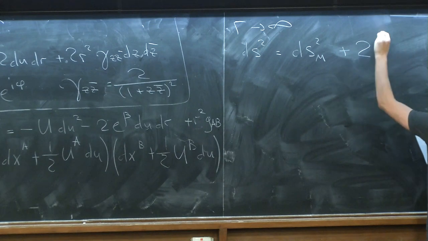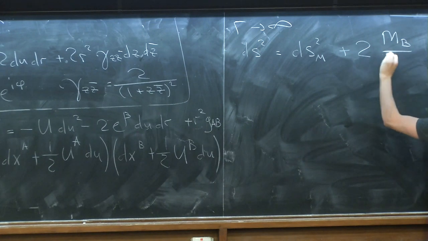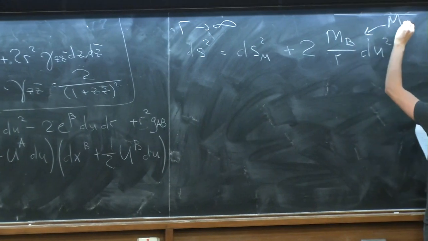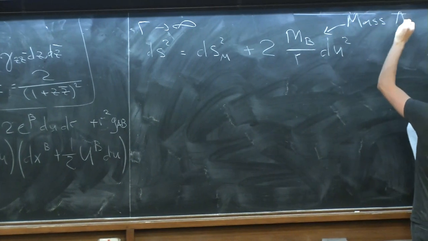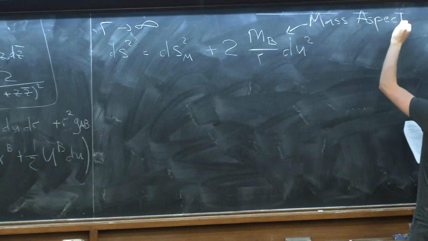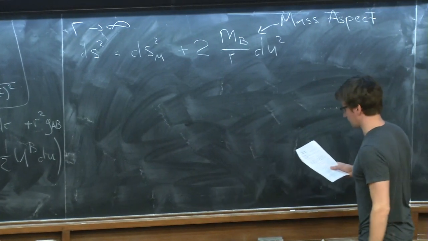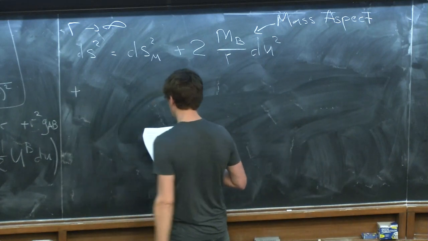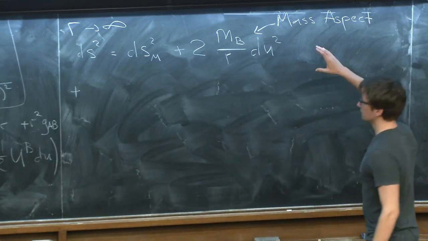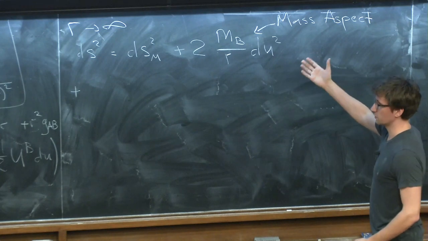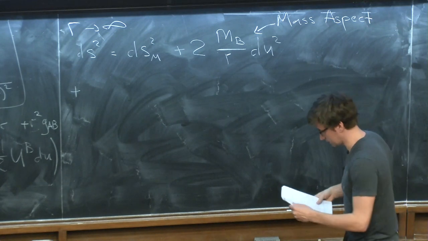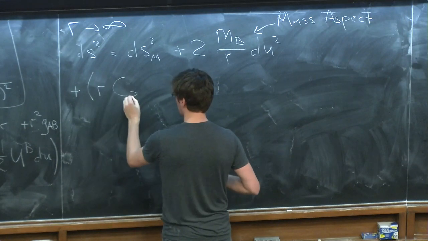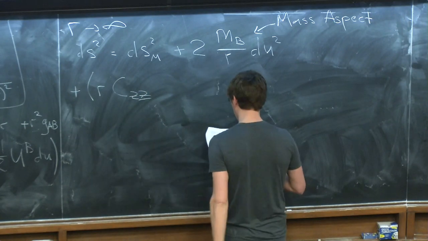So first, there is a correction of this type, m_B over r du squared. This is called the mass aspect, related, in a sense, to the mass of a spacetime, but you will see in a second. If you want to read these papers, you just have to accustom yourself with these ingredients. These are the objects that people discuss when they talk about asymptotically flat spacetimes.